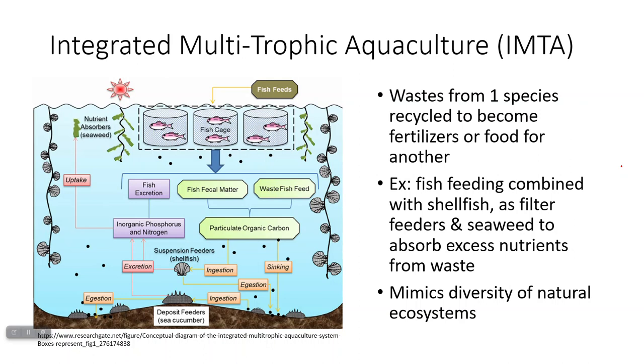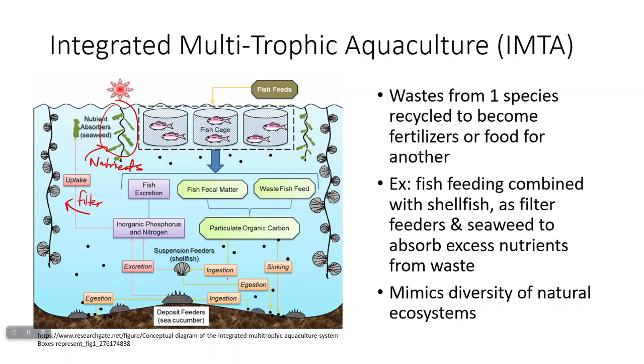So for example, you have your fish cages. You might raise some shellfish in the area, and they will filter the water. Then you might have some algae or seaweed that you grow there. You don't even have to necessarily harvest them, because they can serve as a food source for fish. But the big thing is they absorb nutrients. And so they take in nutrients so you're not polluting the surrounding area.